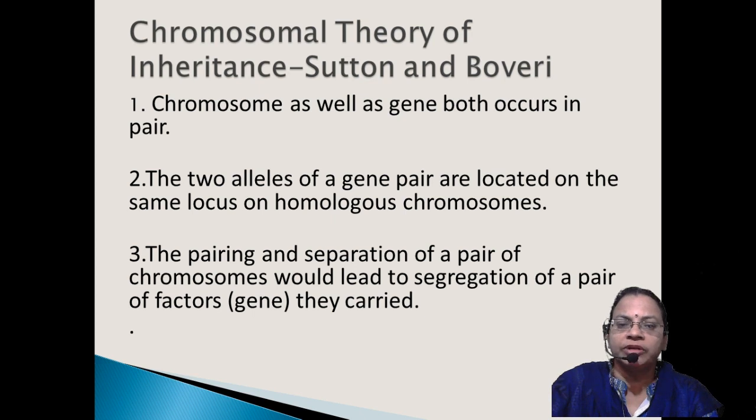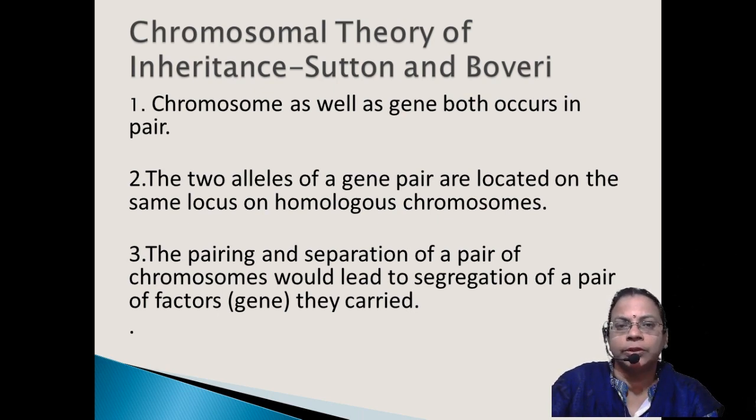Then at the time of gamete formation, third point, the pairing and separation of a pair of chromosomes. When the chromosomes separate, along with that, the genes also will get separated. And out of one pair, only one factor or one gene will move to the gamete. So they will separate at the time of gamete formation. And only one gene which regulates a particular character will move to the gamete along with the unpaired chromosome.